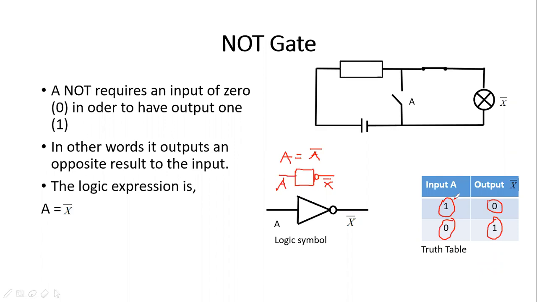1, the output is 0. 0, the output is 1. And that's the standard symbol. This is your American standard, with, of course, the British standards. That's what you have there.